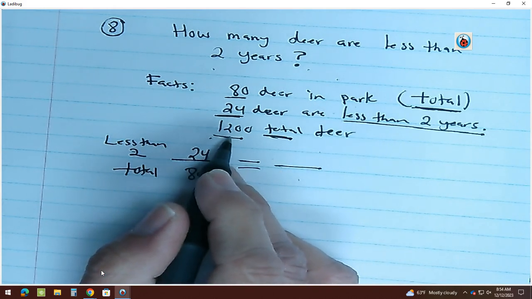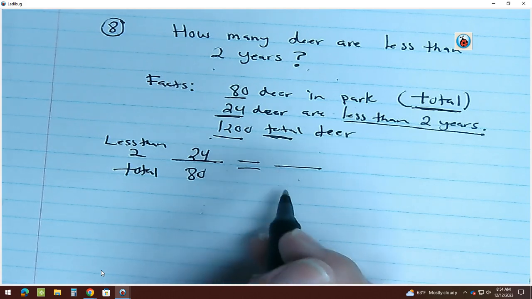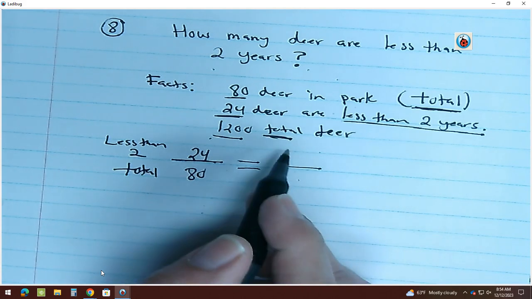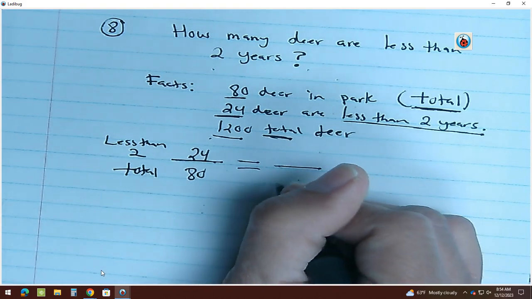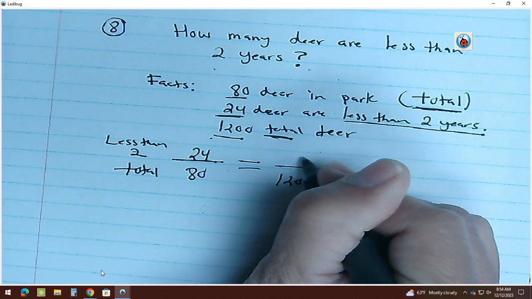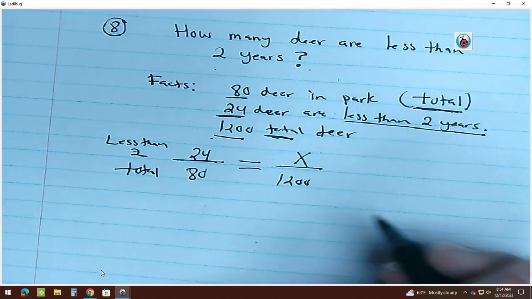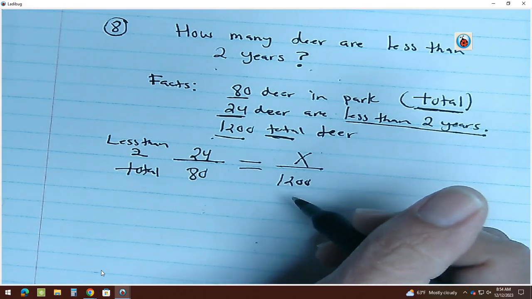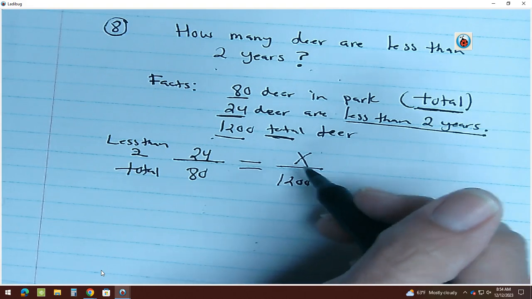Where would I put that 1,200? Top or bottom? Bottom, because that's what again? Total. Total is on the bottom. So 1,200. And what would I put here since they didn't give me another number? X. You see, in problem 5, they gave me all 4 numbers, so that's why we didn't have an X. But this one, they only gave me 3, so I have to solve algebraically now. We still do the same thing.